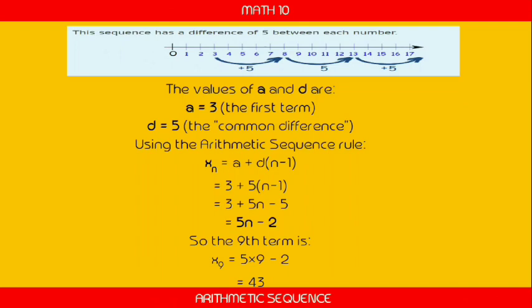The values of A and D are: A, the first term, is 3, and D, the common difference, is equal to 5. Using the arithmetic sequence rule, we put the A, that is 3, plus 5 times (n minus 1). So 3 plus 5n minus 5. So 5n, then negative 5 plus 3 is negative 2. So that will be 5n minus 2. So the ninth term is 5 times 9 minus 2, which is equal to 43.